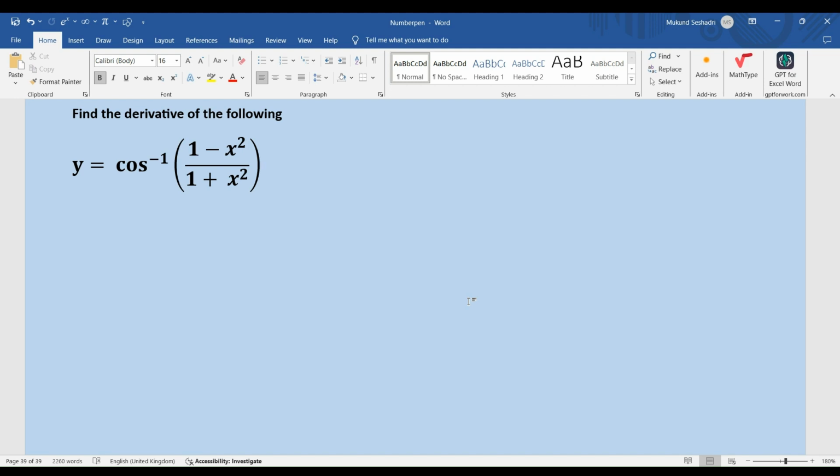So whenever you see these type of problems, I think you should immediately try and draw a parallel to one of the trigonometric identities that we know. And in this particular case, we have a cos inverse and we have a 1 minus x square divided by 1 plus x square, right?